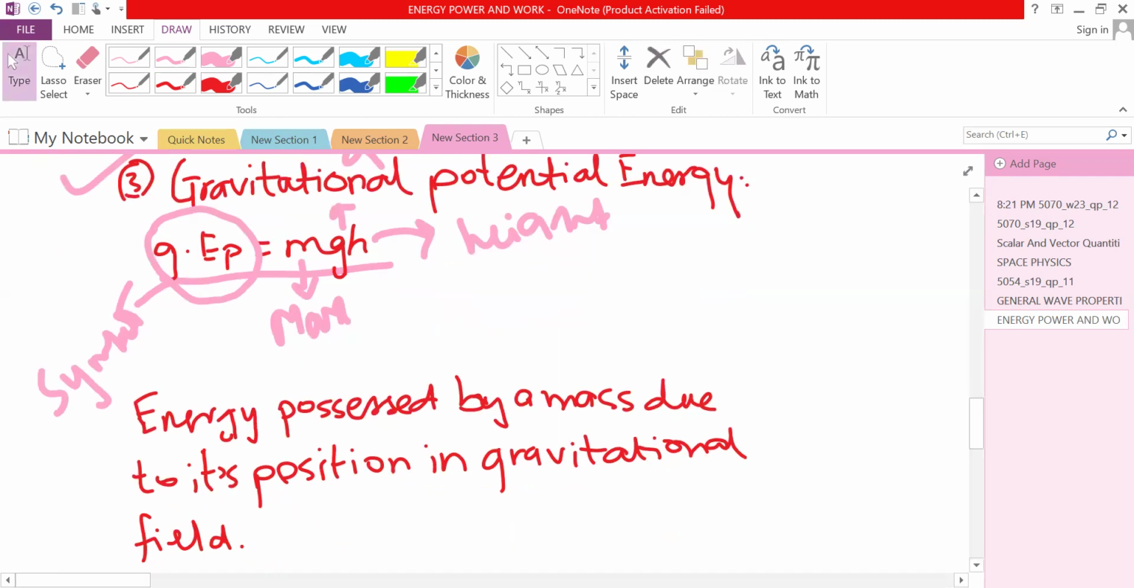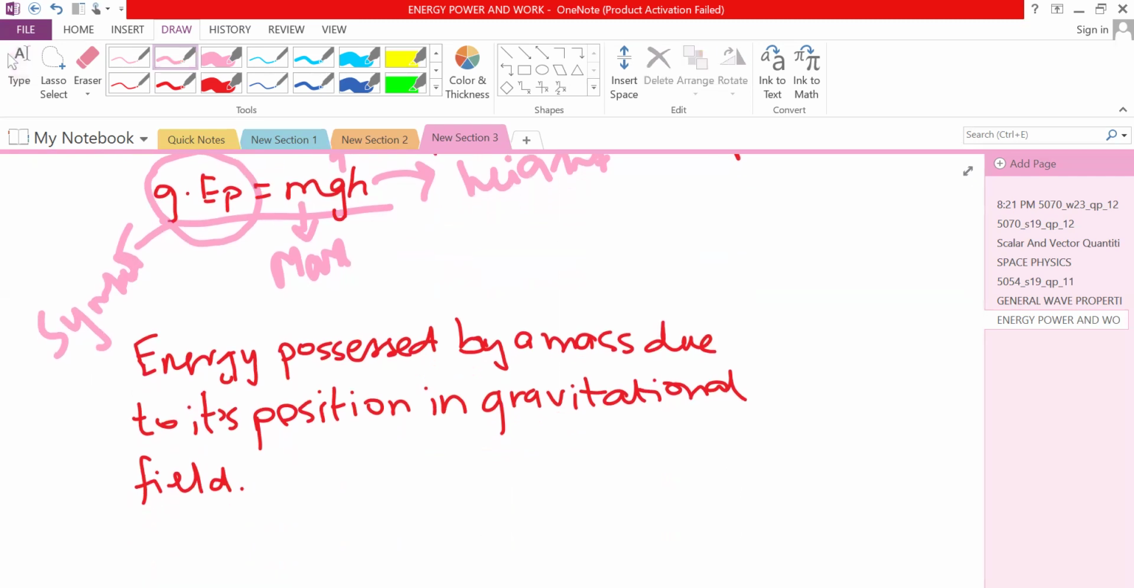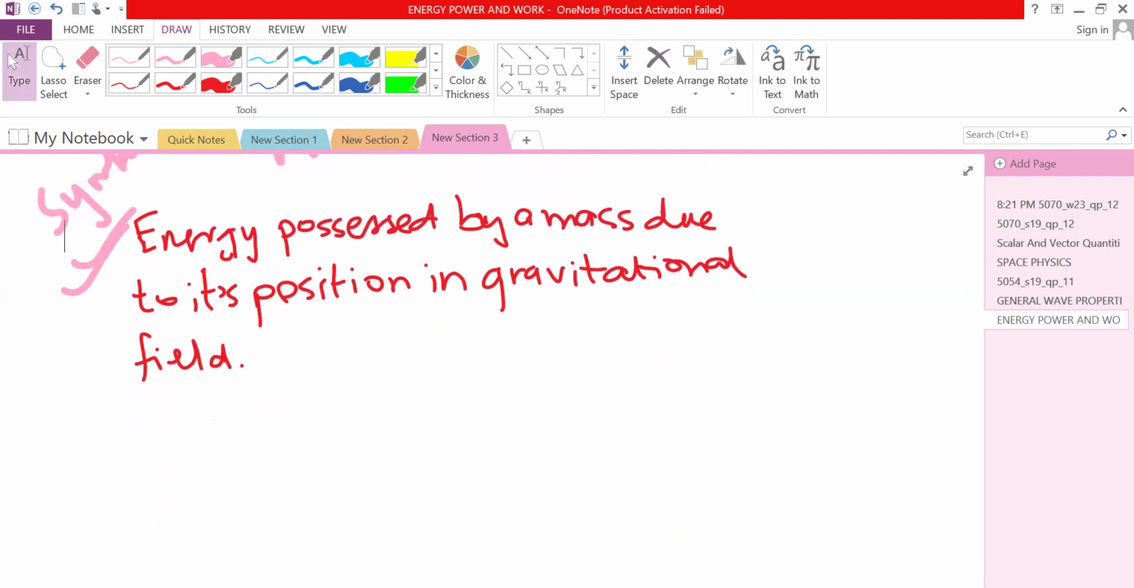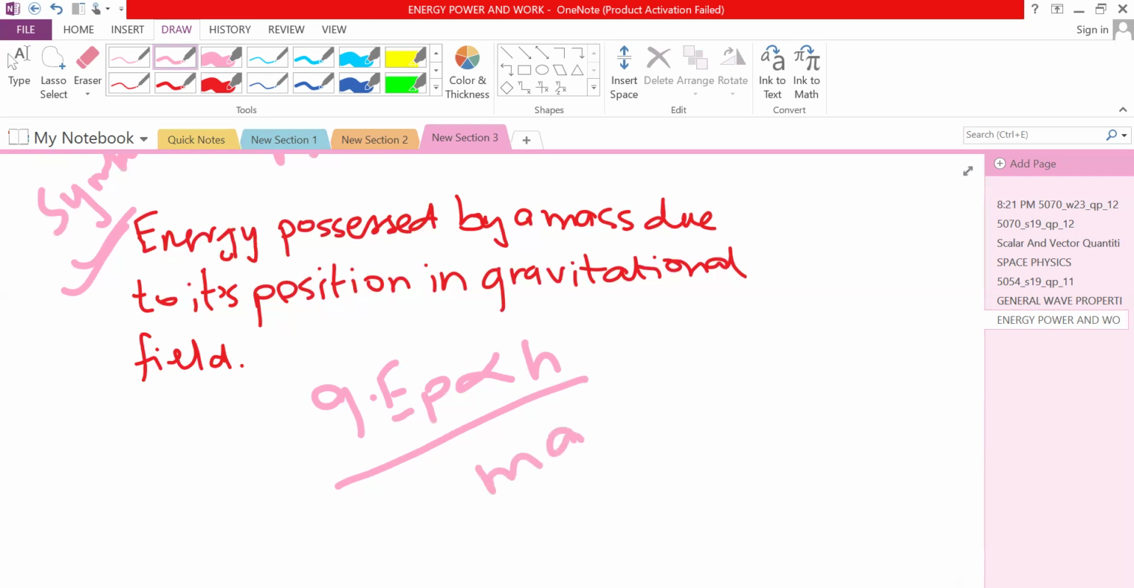The definition of gravitational potential energy is energy possessed by a mass due to its position in the gravitational field. One more thing about gravitational potential energy is that it is directly proportional to height, and height is given in its formula, mgh. So the more the gravitational potential energy, the more the height.